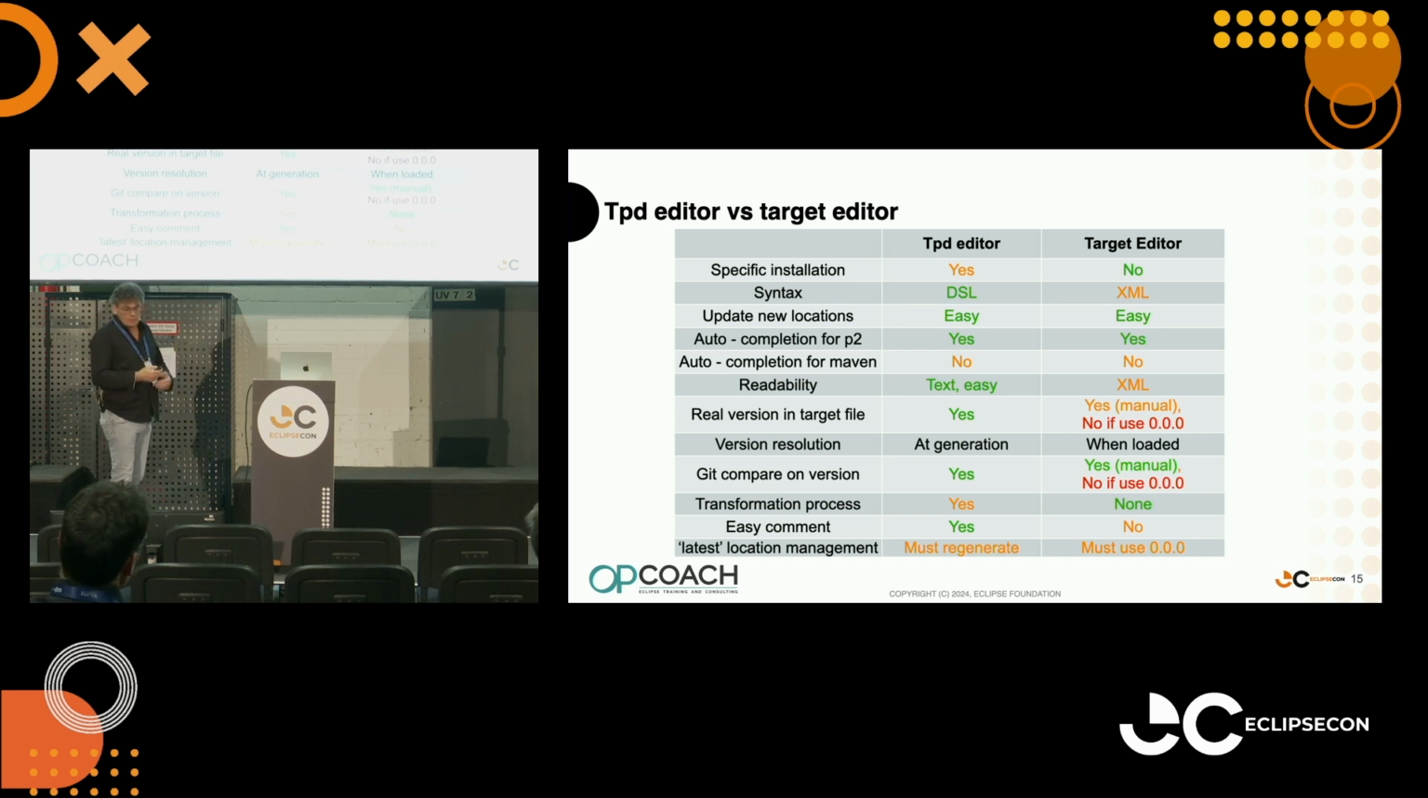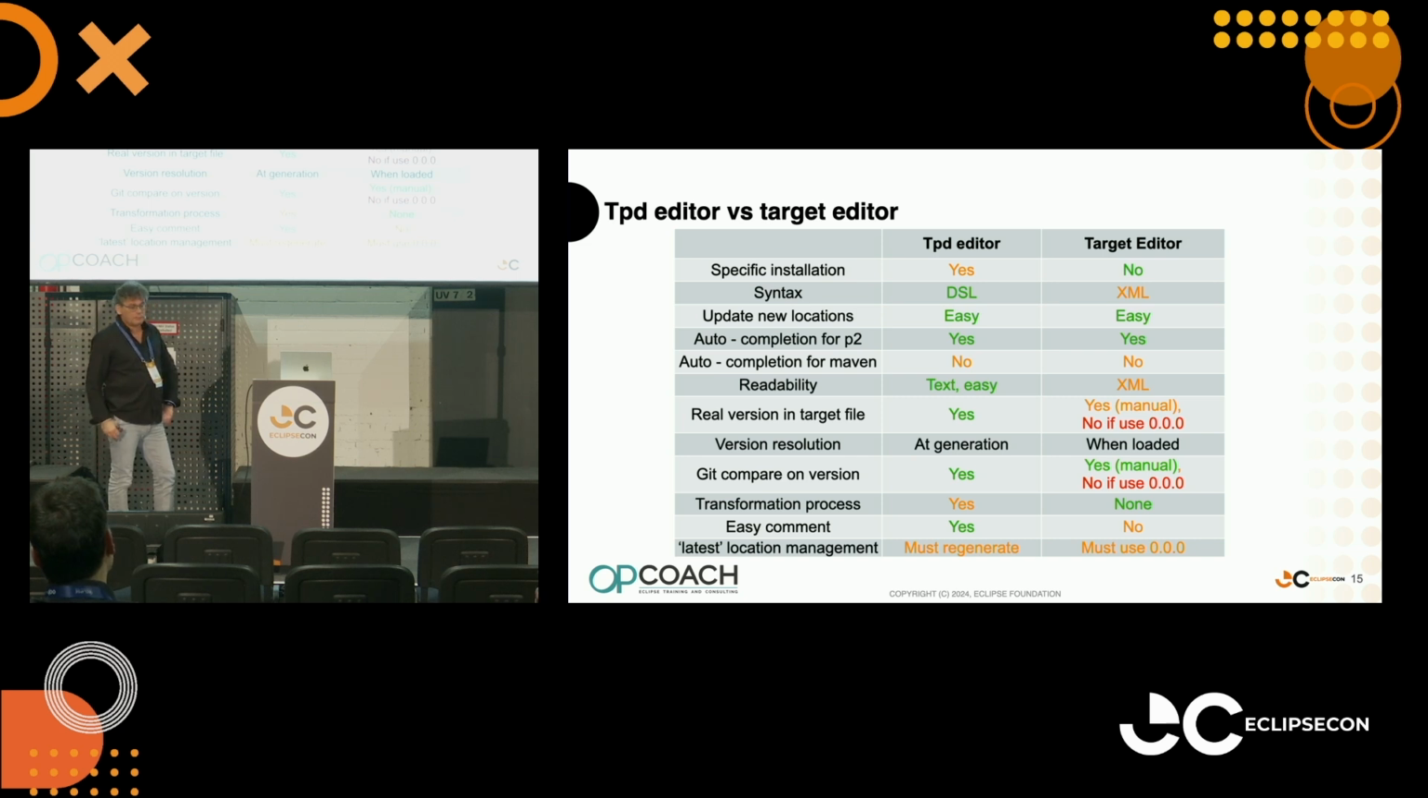But in this case, if you use 0, 0, 0, the version resolution will be done when it's loaded. So you have to parse the runtime target platform to know what are the versions of the plugin. So you are not able to compare in Git, for instance, if you want to compare your version. So it depends on the usage you have.